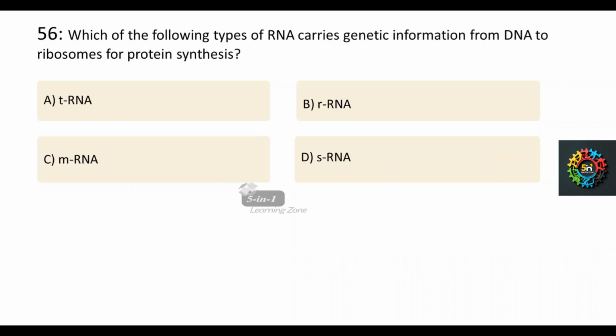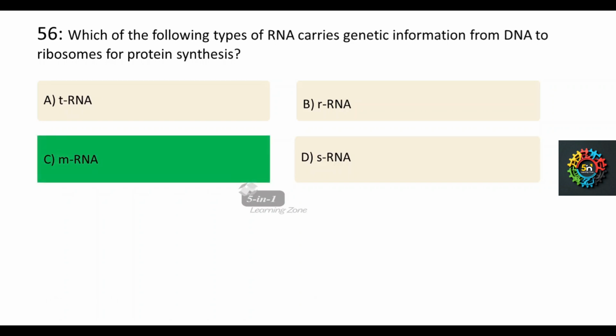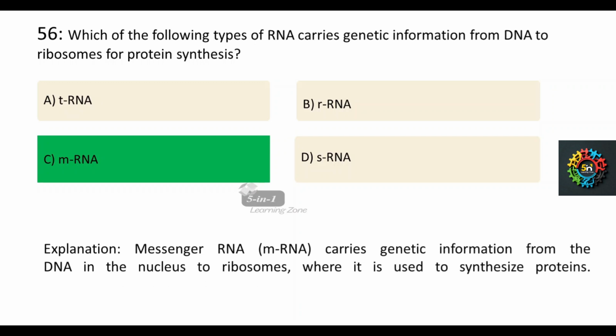56. Which of the following types of RNA carries genetic information from DNA to ribosomes for protein synthesis? Answer: C. mRNA. Explanation: messenger RNA, mRNA, carries genetic information from the DNA in the nucleus to ribosomes, where it is used to synthesize proteins.